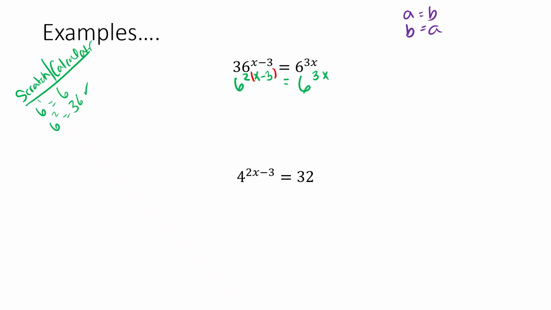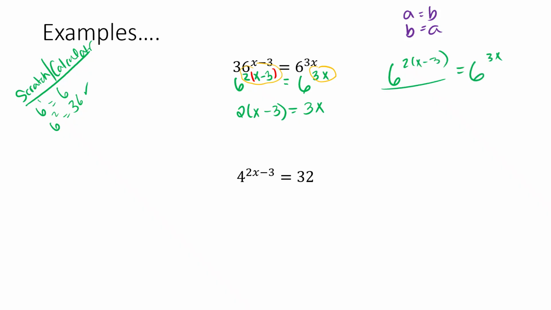Once I get those as powers of the same base, so now we have the 6 on both sides, now I can set the two exponents equal, and you are welcome to multiply through. I usually don't when I am first teaching this because I want to be really clear about what the steps are. I am setting the exponents equal to each other. We are not dividing.